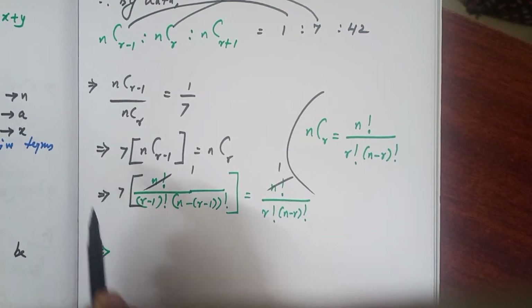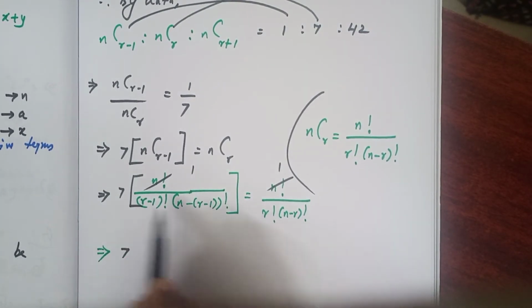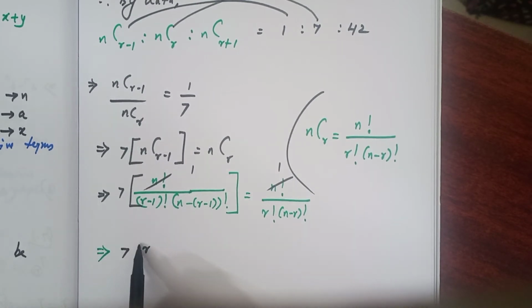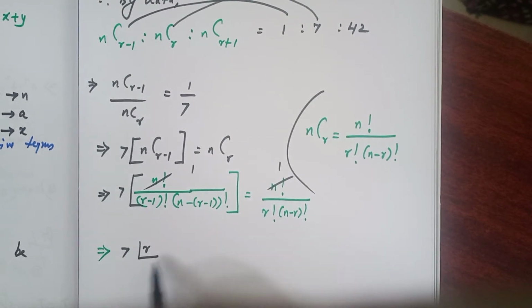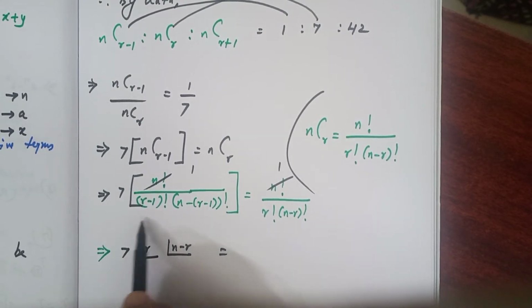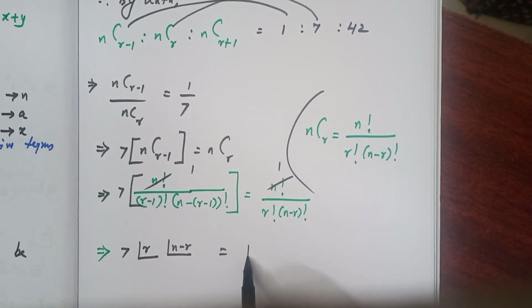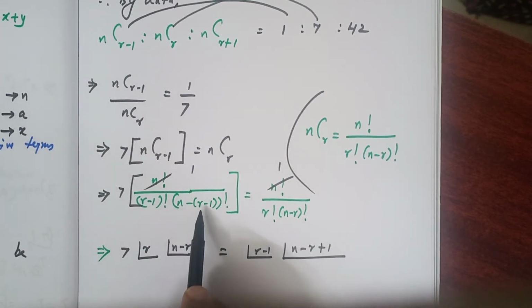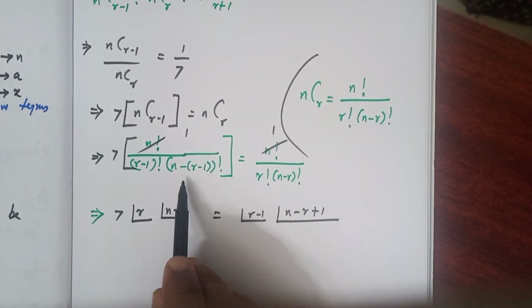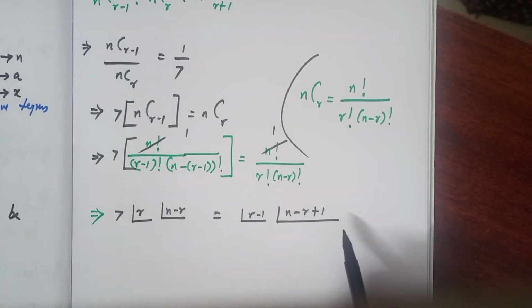Now again cross multiply: 7 into r factorial. Factorial can be written even in this format. These two are the same only, into (n-r) factorial, that is equal to, if you cross multiply, you will be getting (r-1) factorial into (n-r+1) factorial.